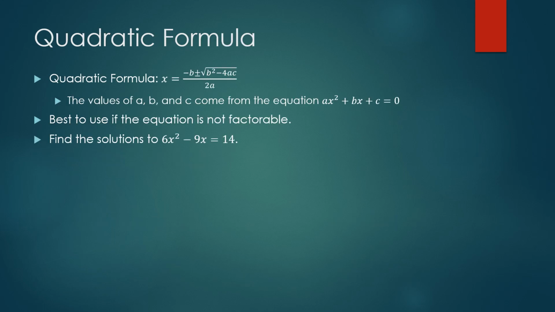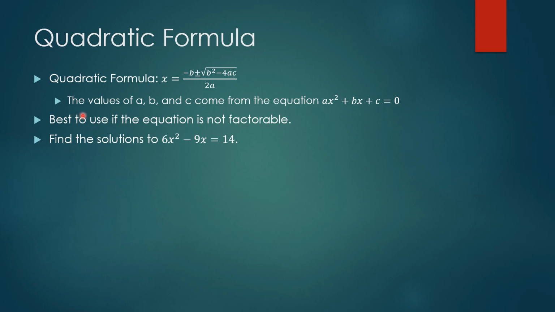The second one we're going to talk about is the quadratic formula. This is a particular formula that's used to solve any quadratic equation. We use the quadratic formula for any quadratic. However, if it's not factorable, we're required to use the quadratic formula. So let's go ahead and try this problem. We're going to find the solutions to 6x squared minus 9x equals 14.